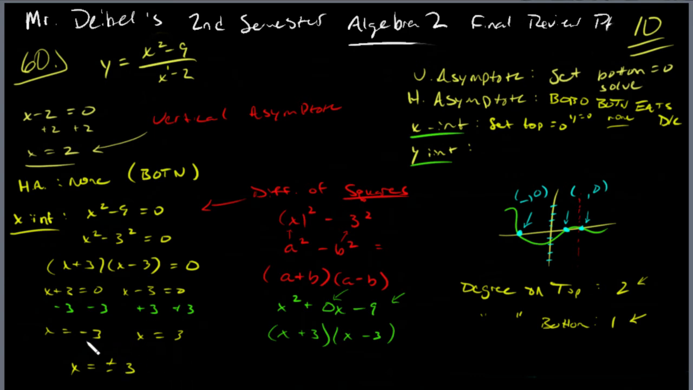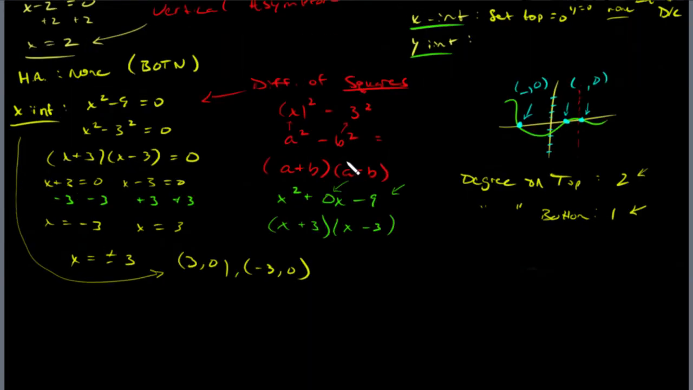So if the x value is -3 and +3, remember the y value had to be 0. So you would get (3, 0) and (-3, 0). Those are your x-intercepts, right? So here we've got our x-intercepts. All right, moving on. Look at y-intercepts.